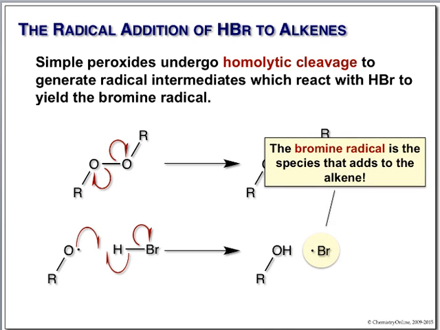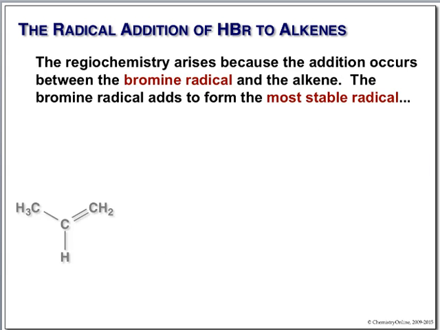Now think about radicals. We're going to do a whole chapter on radical additions, but in a radical, we have a single unpaired electron. Things like to be paired up, don't they? Radicals in general are very, very reactive substances. So once we form this bromine radical, it's going to be looking for a source of electrons. Source of electrons, of course, is going to be our carbon-carbon double bond.